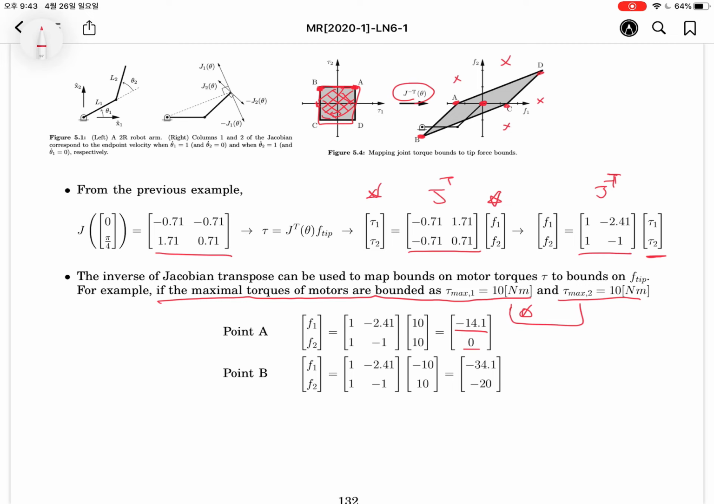Okay, so if you have the robot, and if you know the electric motor capacity, such as the velocity and maximal torque, at that time we can get some polygon to achieve the end effector velocity and end effector force.